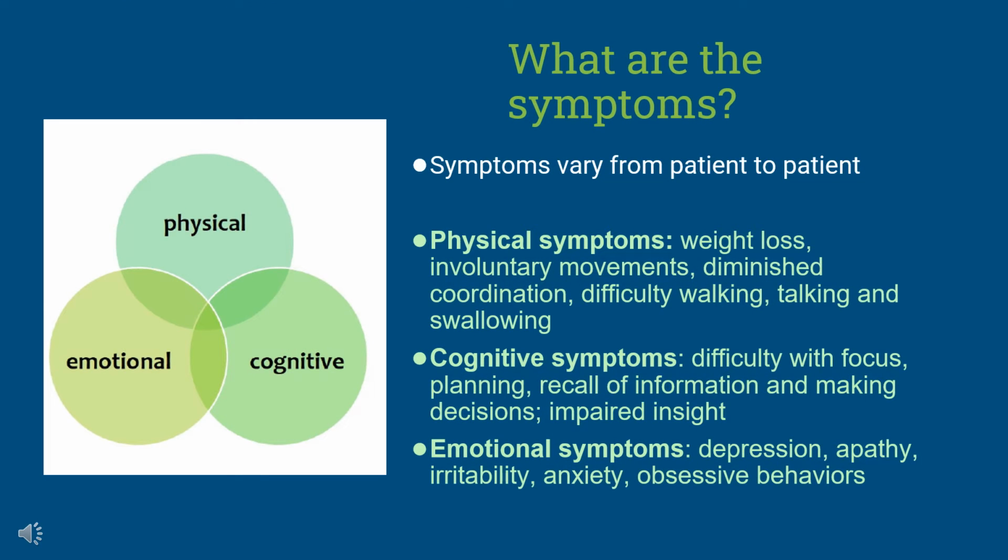With Huntington's, the symptoms can vary a lot from patient to patient. Physical symptoms include weight loss, involuntary movements, diminished coordination, difficulty walking, talking, and swallowing. Often patients won't notice in the beginning if they develop a twitch or constant tapping, but often it'll be the family members that'll notice that first.